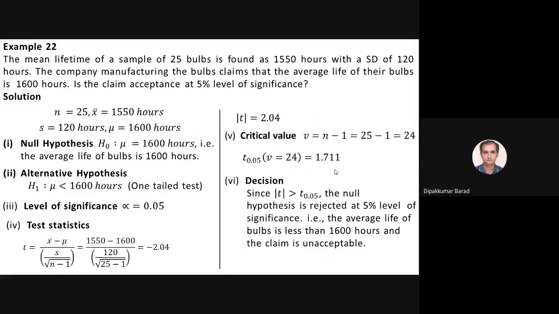Now what we can say is mod t is greater than the critical value. So the null hypothesis is rejected at high level of significance. That is, the average life of bulbs is less than 1600 hours and the claim is unacceptable.